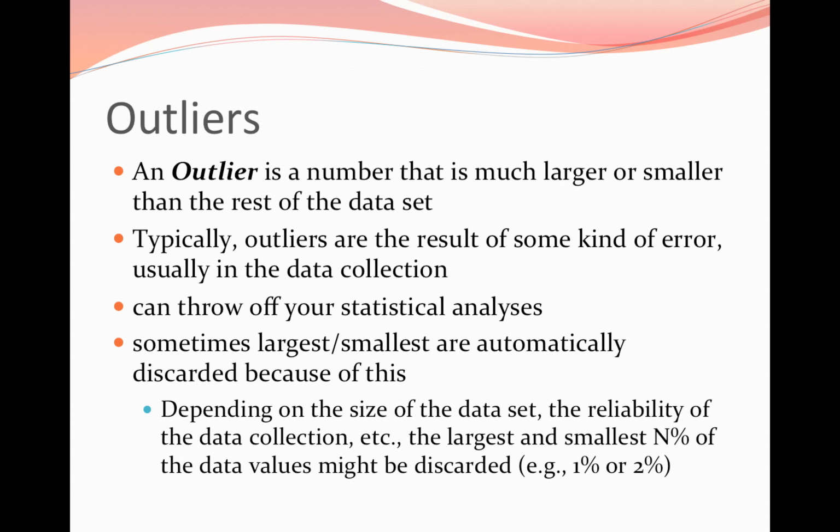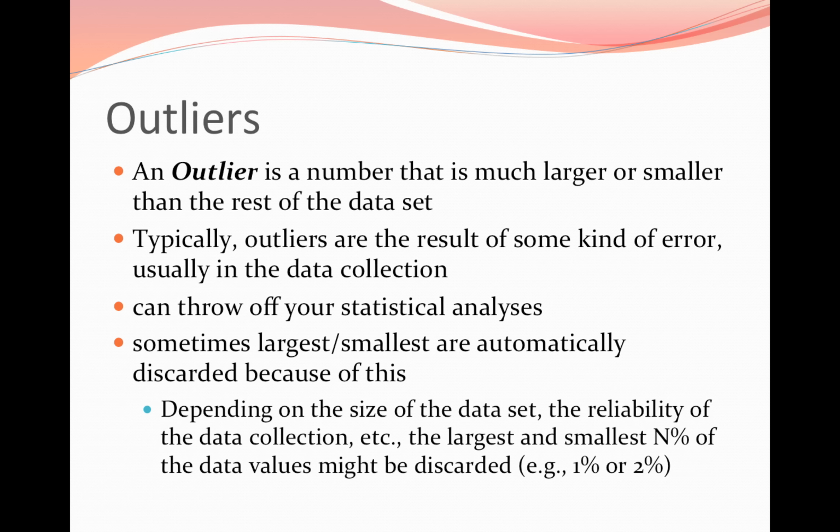And typically our data files are so large that we can't just inspect and see whether we have some kind of outlier or not. But outliers can completely throw off your statistical analyses. So sometimes what we do is we just get rid of the largest value and the smallest value, and we assume that those were outliers.